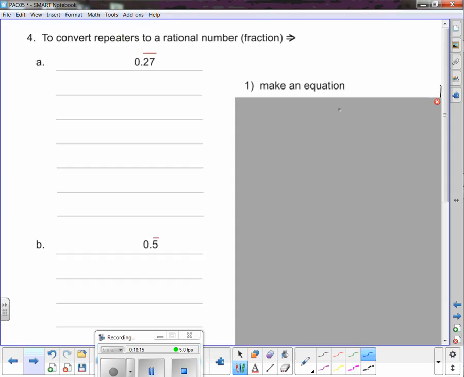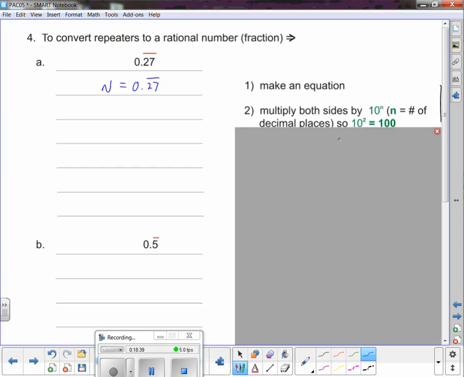Okay, the first thing you want to do is make an equation. This is pretty simplistic. Let's use n, and do n equals, and then write what you have. 0.27 bar, right? We just made an equation, which means we added a variable and we put an equal sign. That's not too hard to do. The next step is the key step.